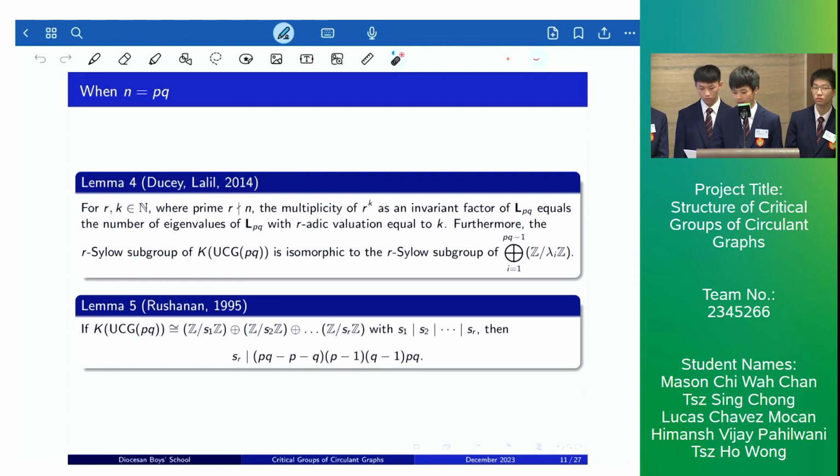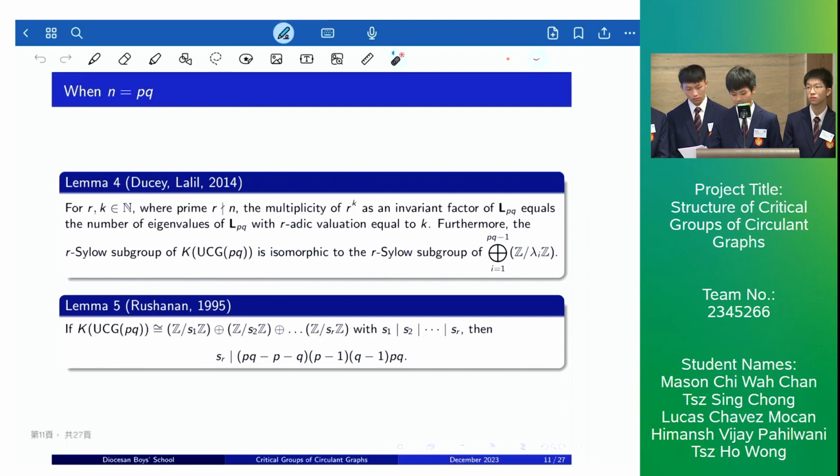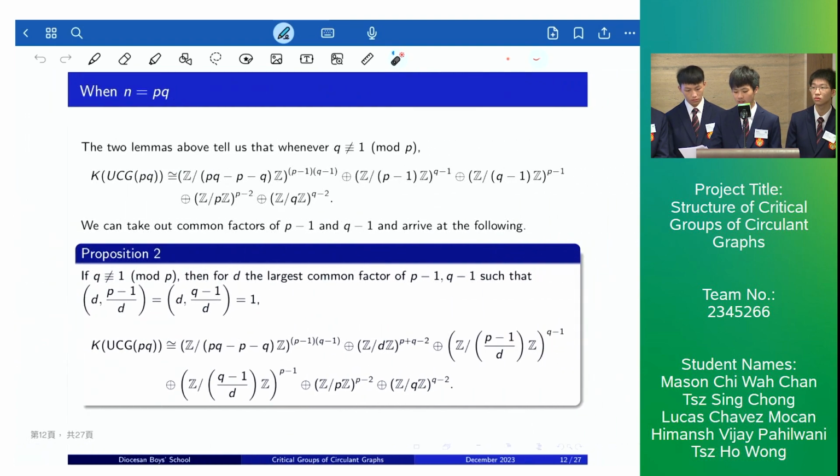Moreover, in lemma 5, Rushanan also gave an upper bound of the p-adic valuation of each invariant factor. Thus, the critical group is decomposed into the form as shown. To further simplify the expression, we can take out d, the largest common factor of p minus 1 and q minus 1, that is co-prime with (p minus 1) divided by d and (q minus 1) divided by d, which gives us proposition 2.